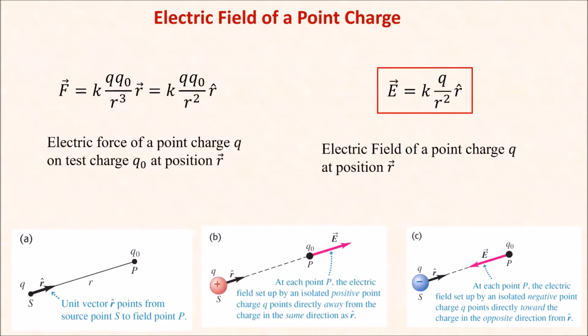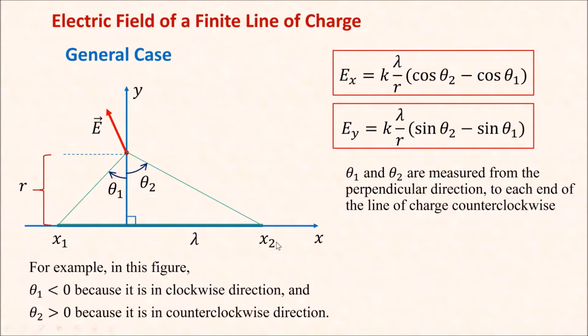So then we talked about the electric field of a point charge, which is KQ over R squared in the direction of R hat. Then we talked about the electric field of a line segment. The electric field has two components, X and Y. X is along the line, Y is perpendicular to that, passing through that point. So the X component is K lambda over R, cosine theta 2 minus cosine theta 1. Theta 2 is the viewing angle of this end from the perpendicular point, and theta 1 is the viewing angle of the beginning of the line.